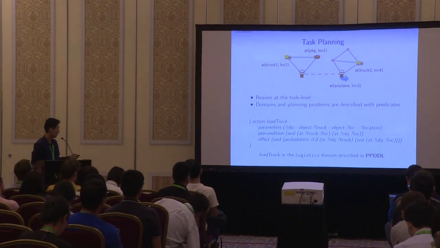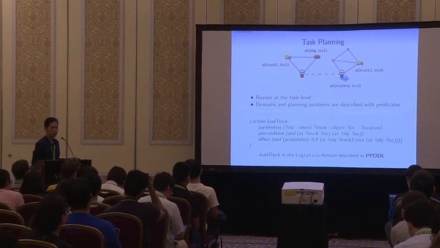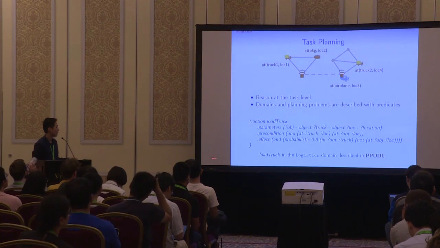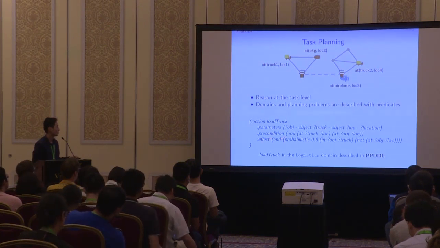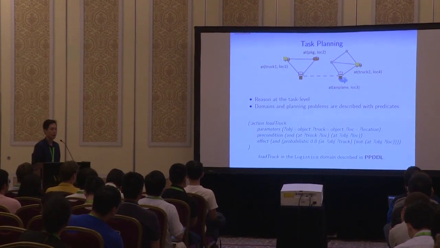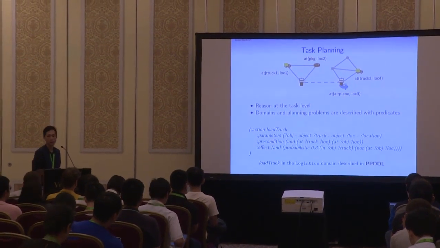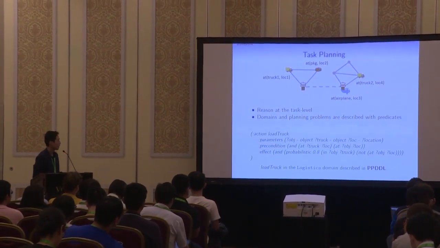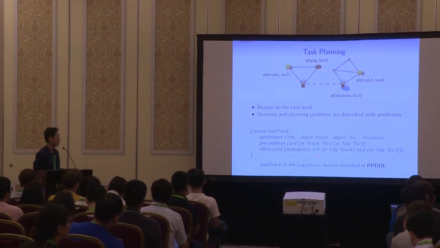So this action model is described using the planning language called PPDDL, and we have to define the precondition of this action. The precondition says that the truck and the package have to be in the same location. If this precondition is not true and we execute the action, it will fail, and we assume that in this work the state will remain unchanged. And the effect of executing this action is that the package will be in the truck and will no longer be in its current location.